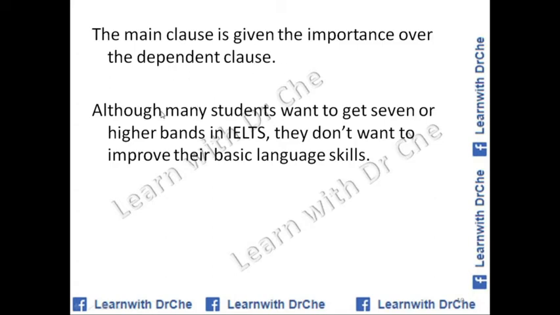Although many students want to get 7 or higher bands in IELTS, they don't want to improve their basic language skills. My main focus is on this part: they don't want to improve their basic language skills. This is no less important, this is more important. So this is the subordinating conjunction making this function.